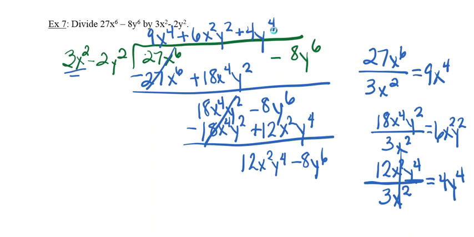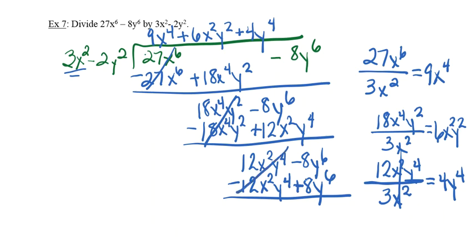4 times 3 is 12. Y to the 4th and x to the 2nd, they're just going to tag along together. 4 times negative 2 is negative 8. Y to the 4th, y to the 2nd is y to the 6th. I'm subtracting a negative, it turns to a positive. These are like terms, they're going to cancel. And these also are like terms. Negative 8 plus 8 makes those cancel, leaving no remainder. So this is my answer.